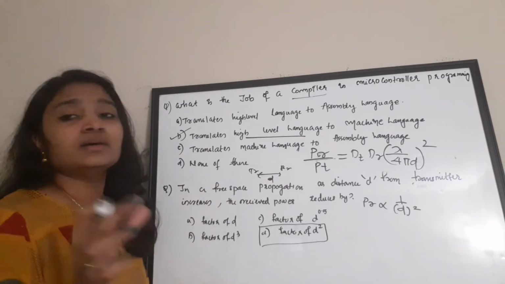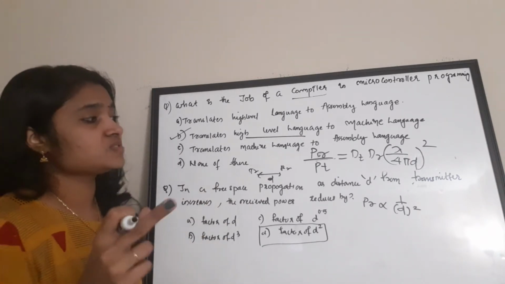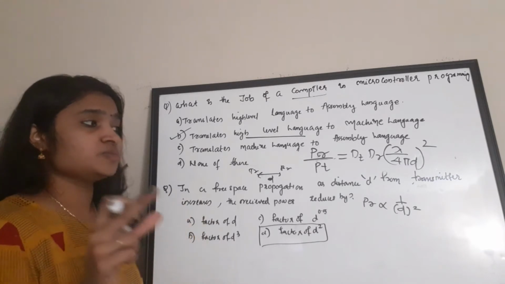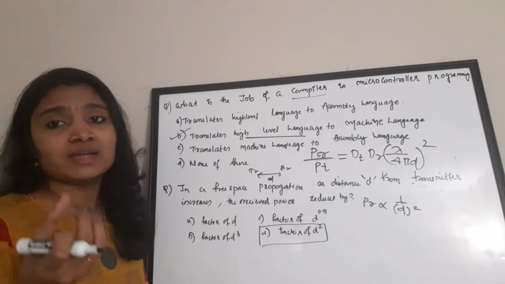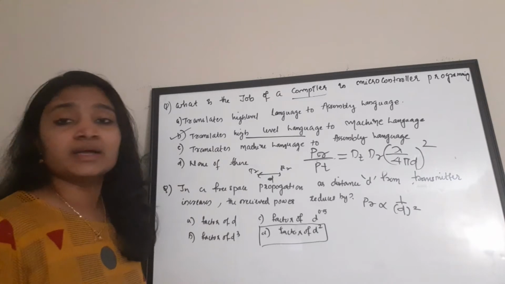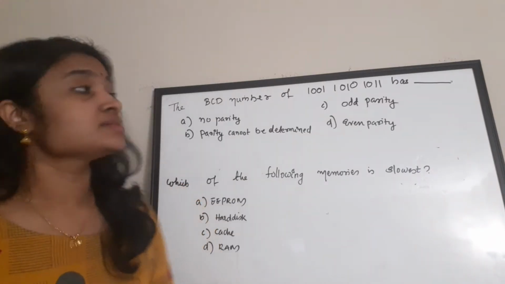Okay, so anyway, if the distance between the transmitter and the receiver is increased, the power has to be reduced. So it reduces by d square. The next question is this.